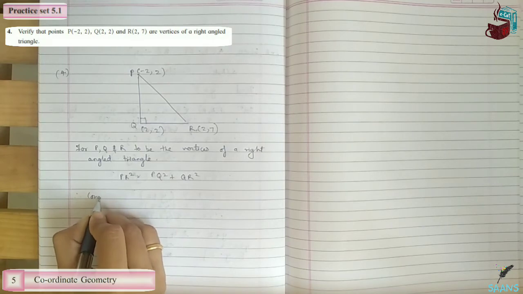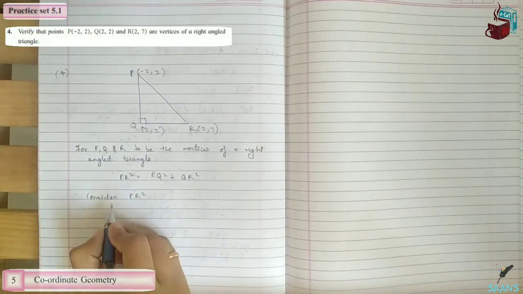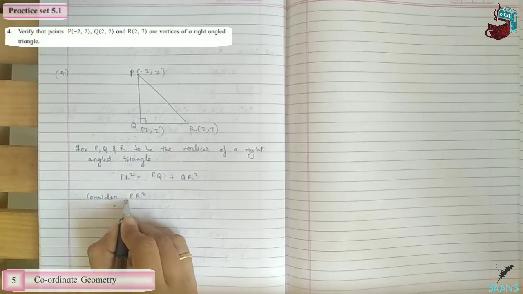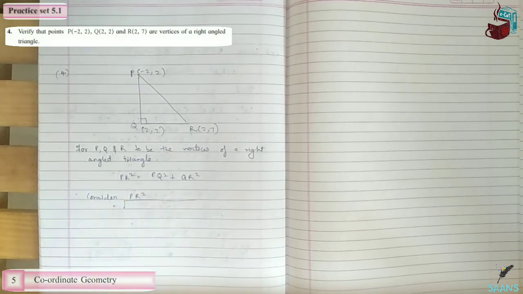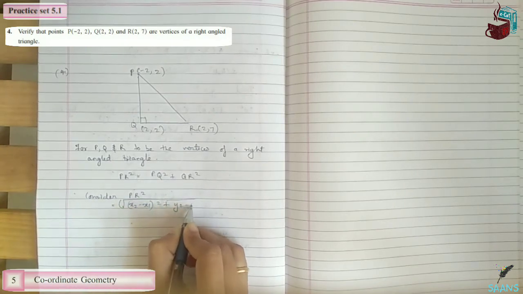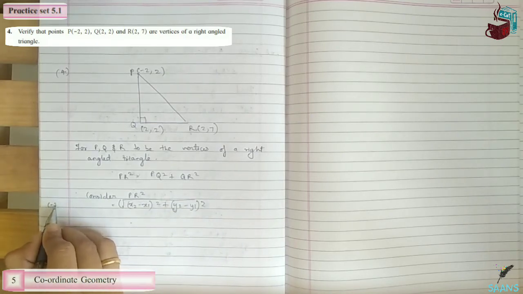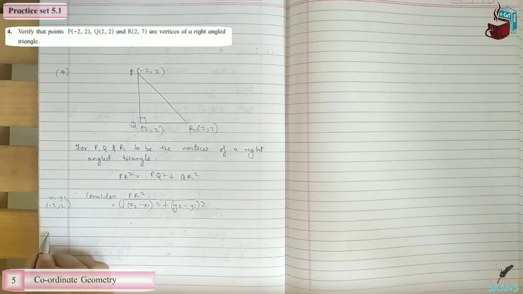Therefore, consider PR square. That is equal to under root, so the under root goes away now in this case, but we'll keep it like that. x2 minus x1 the whole square plus y2 minus y1 the whole square. Now P is minus 2 comma 2, that is x1, y1, and R is 2 comma 7, that is x2, y2.